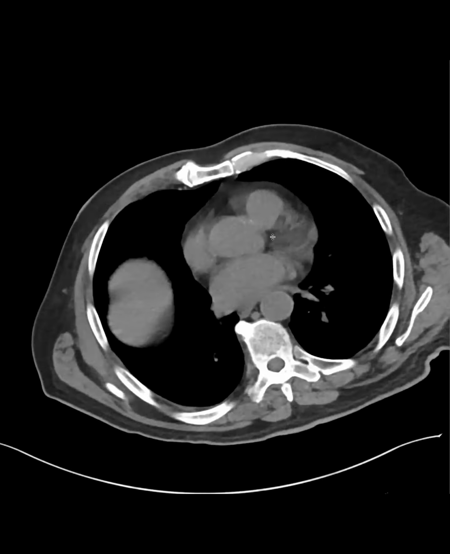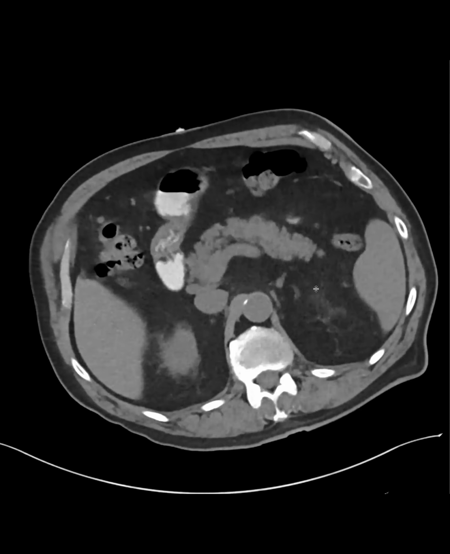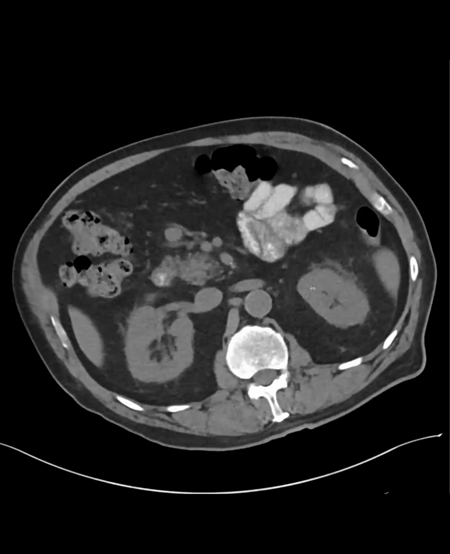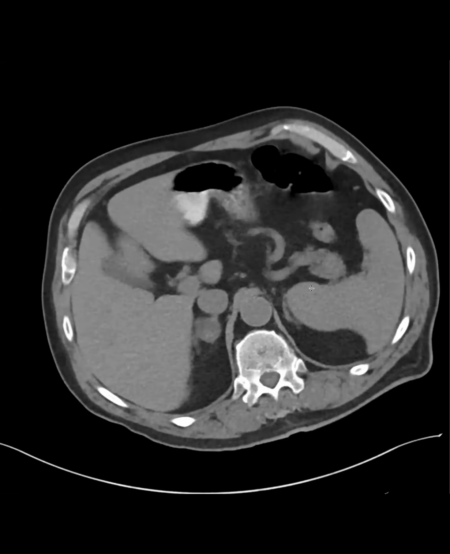Lipoma in the small bowel. Lipoma in the small bowel. Which, oh, never mind. I think I was faked out. Okay. Is there a stomach mass with lymph nodes? Stomach mass with lymph nodes.